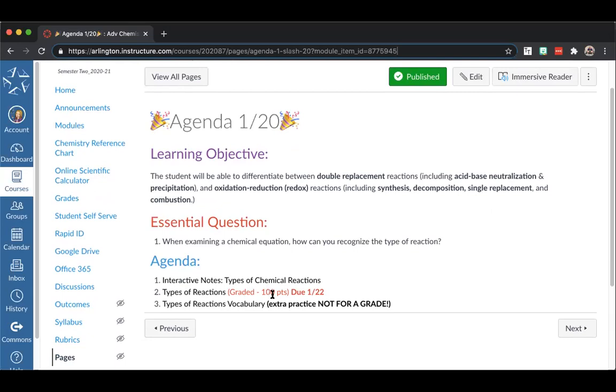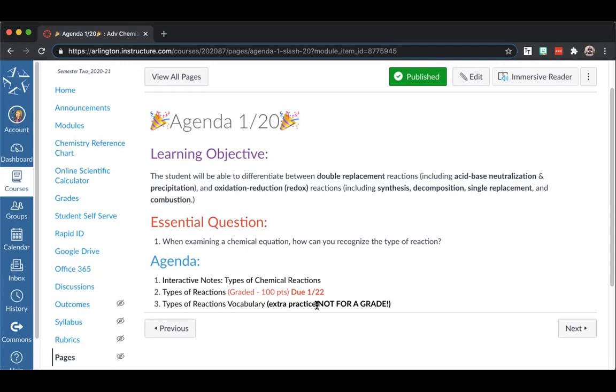There's two parts to it. One part is you're dragging and dropping and matching up and identifying what types of reactions you're being shown. And then the second part is a practice quiz with some multiple choice type questions. So there's two parts to it. So make sure that you do both of them when you do that. And we'll look at it when we get there. And then there is an extra thing. This is not for a grade.